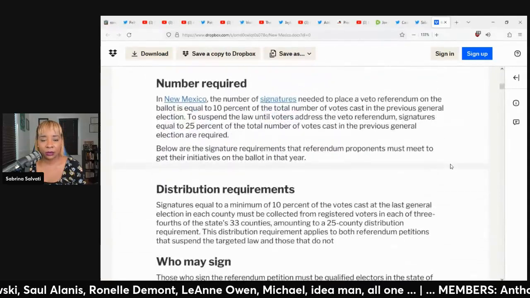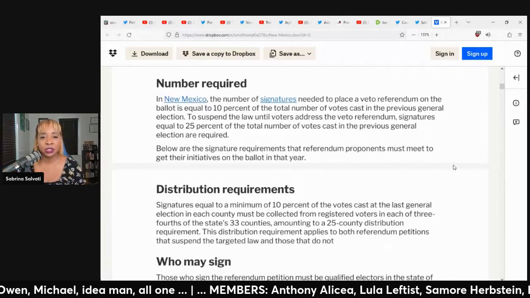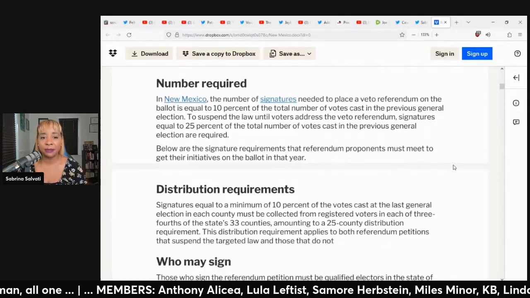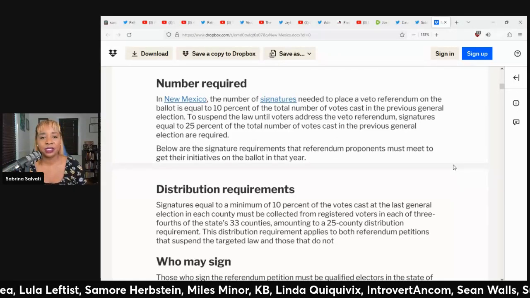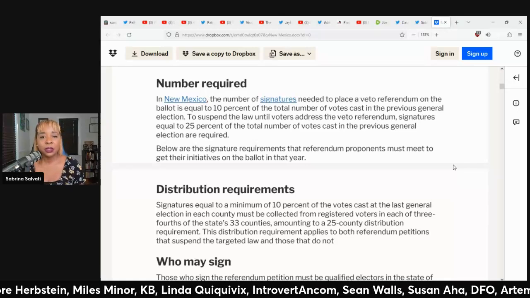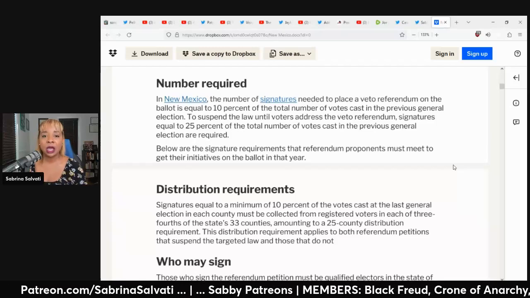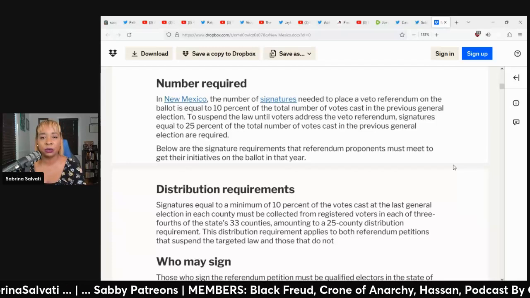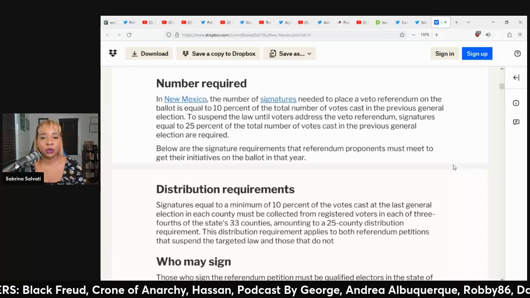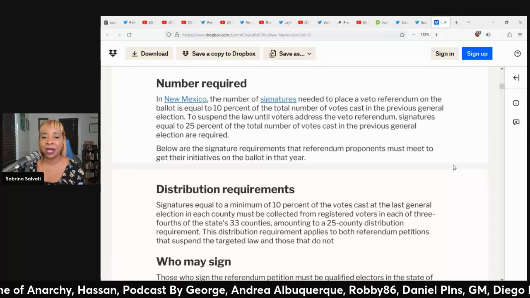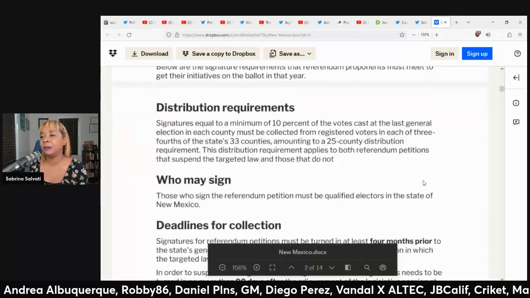Now, number of signatures required. In New Mexico, the number of signatures needed to place a veto referendum on the ballot is equal to 10% of the total number of votes cast in the previous general election. To suspend the law until voters address the veto referendum, signatures equal to 25% of the total number of votes cast in the previous general election are required. Below are the signature requirements that referendum proponents must meet to get their initiatives on the ballot in that year.